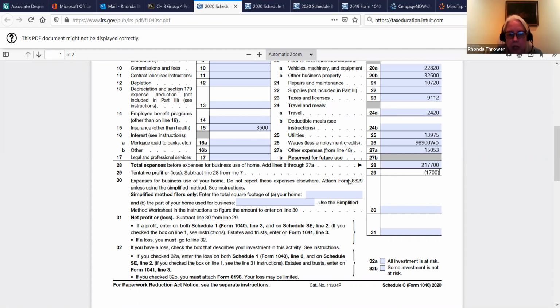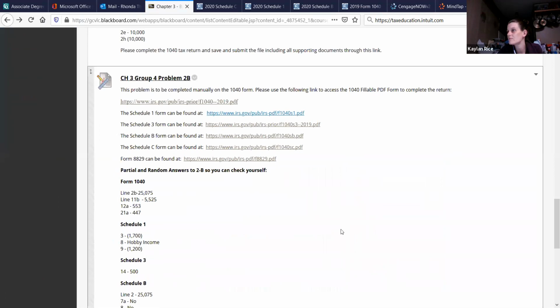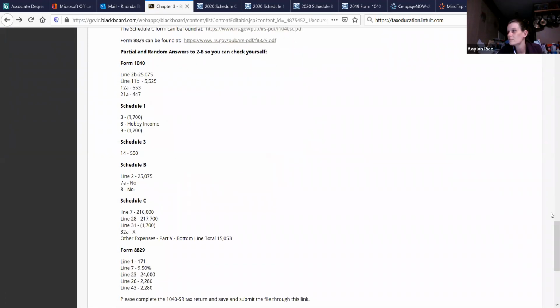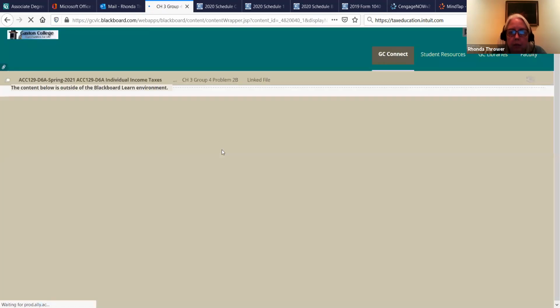And then notice here, we've got expenses for the business use of your home. So we need to figure out whether he had any business expenses. His total square feet of the house was 1,800. But that's got to go on a form. So let's go back and find the form. 8829. And we're right here. Got to open that thing up.